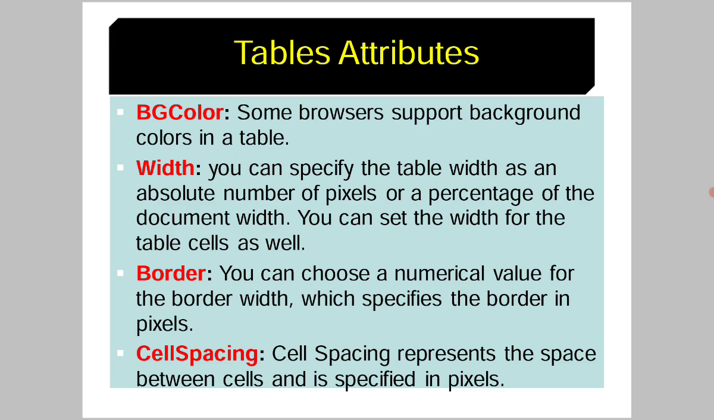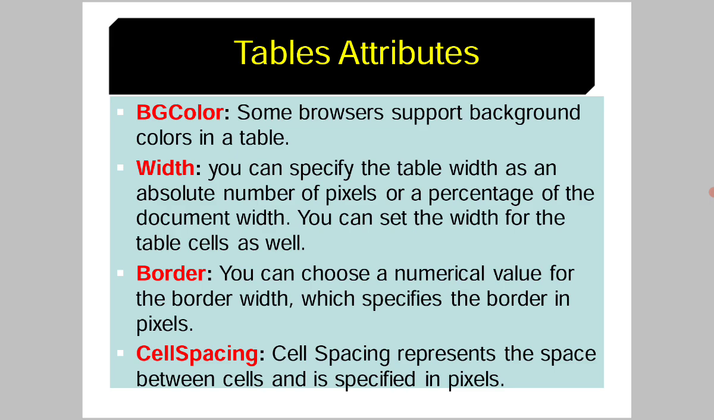Similarly, border. Border means border width. Border means the size of the border of a table. You can choose a numeric value for the border width. It specifies the border in pixels. Generally, some tables are thin in nature and some tables are thick in nature, meaning a double border, triple border, like that. Width means the number of pixels or the size of that table, generally mentioned in columns.